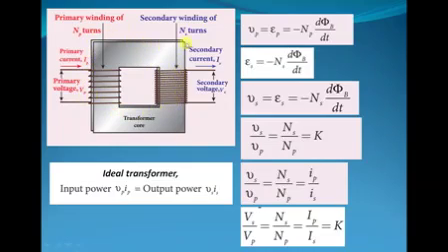Here, the one above is the transformer core. These are the coils. The alternating voltage is applied in this coil, so this coil is called the primary coil. And then the output power is drawn from this coil, so this coil is called the secondary coil.